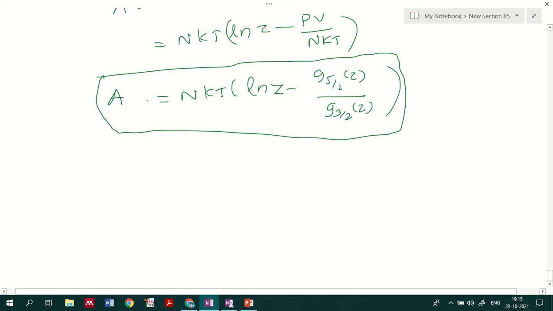Now the next part of the discussion we will be addressing is the temperature aspect of an ideal Bose system.